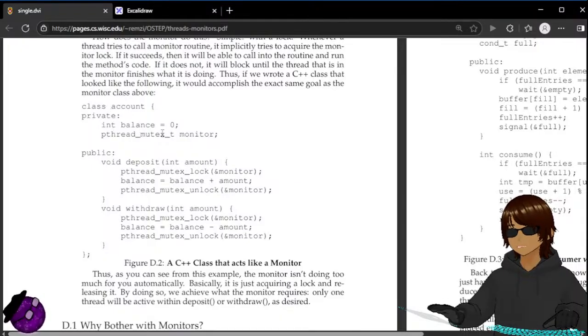Private mutex monitor. So public deposit: lock the monitor, update the balance, and then unlock.